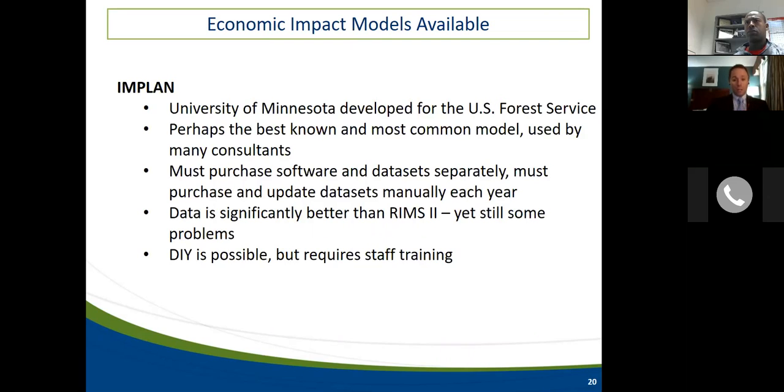IMPLAN is one that's probably the best known. Created in Minnesota, it's kind of the granddaddy. A lot of the academics use it just because they've been around for a long time. I feel that the data is better than RIMS 2. It's definitely better. The data in general is better. It does more of the work for you. You enter in a few figures, hit a couple of buttons, and you get through to the output page. You don't have to do the spreadsheet work. It would require some level of training. If you're adept and a self-starter, you can get the manual and probably figure it out, or they do trainings that they allow you to do.